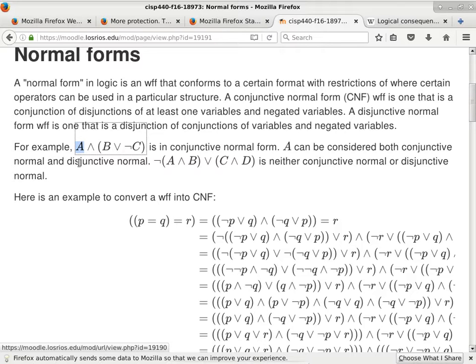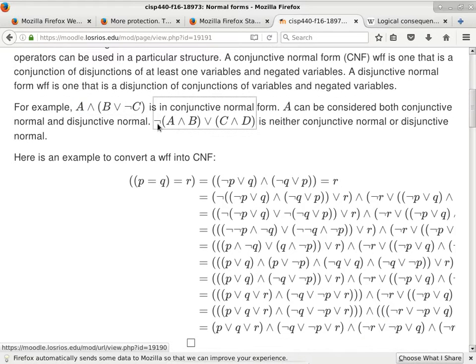Could be A or not A. That's true though, but that would become true. So you have to allow constants in that case. But we will basically just say that an individual variable is already considered okay. Okay. What about this one here?